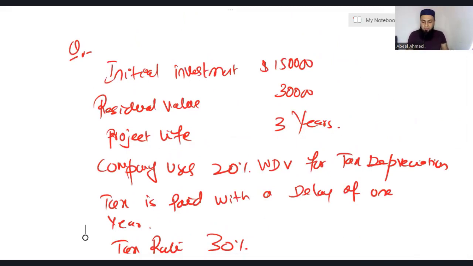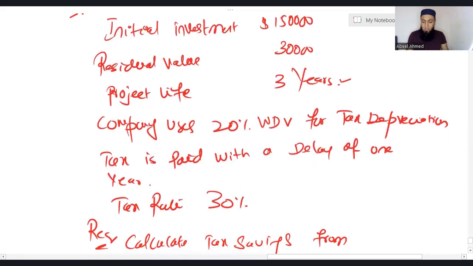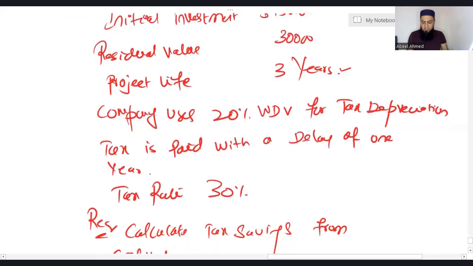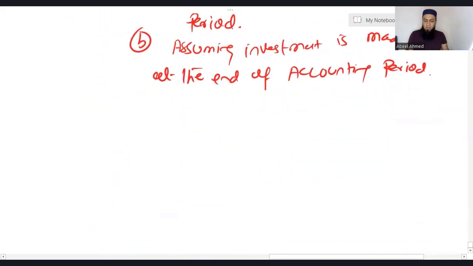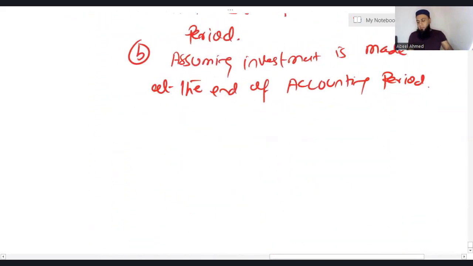Initial investment is 1,50,000, residual value is 30,000. Project life is 3 years. Company uses 20% written down value for depreciation. For tax depreciation, tax is paid with a delay of 1 year. Tax rate is 30%. And the first assumption is the company is making an investment at the start of the accounting period. And I said previously, I think many times also, this is the case in 99% of questions.